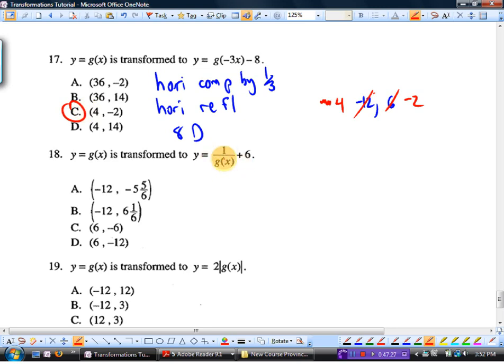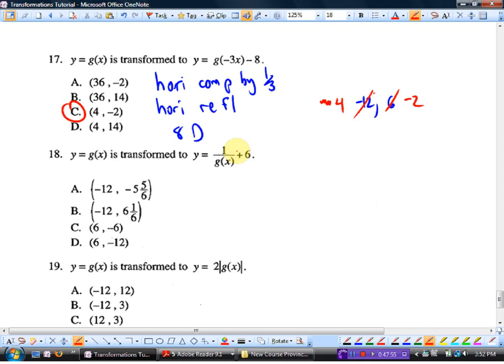I see a reciprocal, and I see a plus 6, a 6 up. Do I do reciprocal first and then go 6 up? Or do I go 6 up first and then do reciprocal? If they wanted me to go 6 up first and then do reciprocal, I think they would have done 1 over g of x plus 6. I think that's, hey, do that first and then take the reciprocal of your answer.